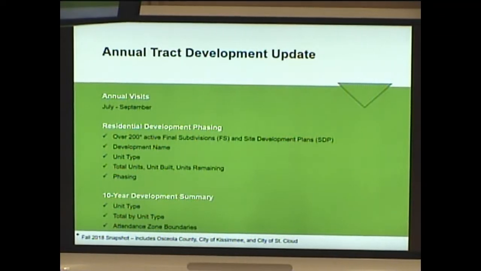So we do our annual visits between July and September. As of October 2018, when we did our last snapshot, and we're in the process of collecting all the new data, at that time we were tracking just over 200 developments inside of Osceola County. We use software through DDP called School Site Software, and we monitor all this through GIS tracking. So inside of that, we also keep a development name, the unit type, and the phasing.